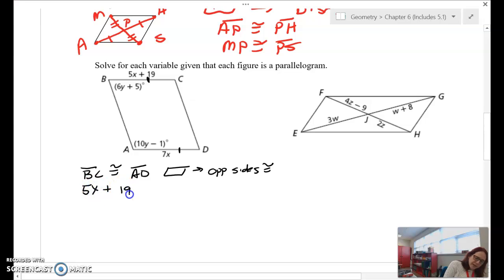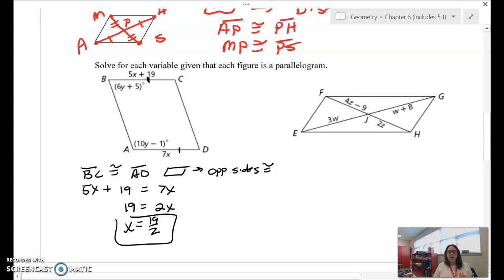which means 5x plus 19 equals 7x. And then I can easily solve for x. Just subtract the 5x from both sides. So I get 19 equals 2x, and then x equals 19 over 2. So that's x. Now let's get y.